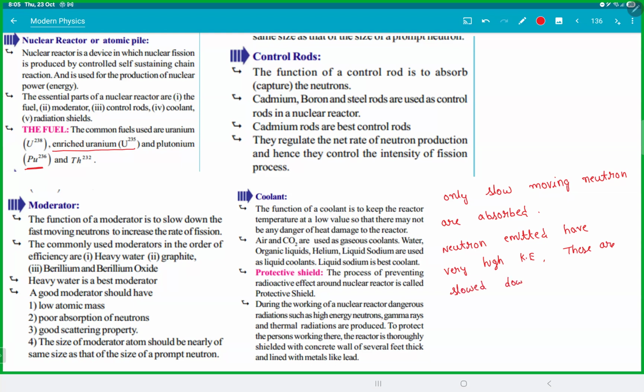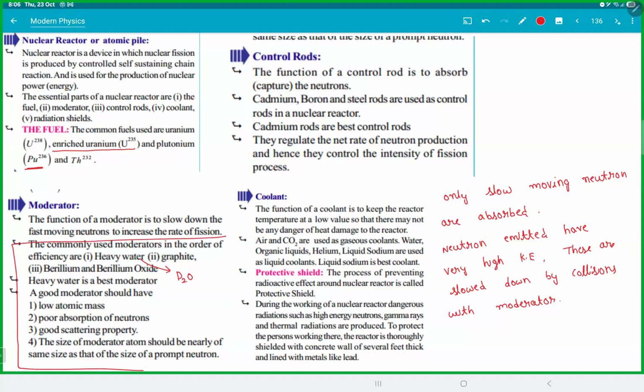These are slowed down by collisions with the moderator. Then you should know what is a moderator. So basically we fill up the entire reactor inside with a moderator, which is generally heavy water, which is D2O. Heavy water is D2O. Instead of H2O, we use deuterium, right? Or graphite or beryllium oxide.